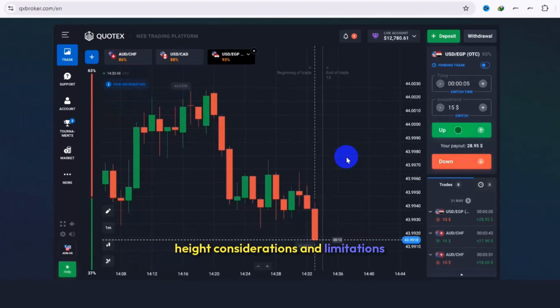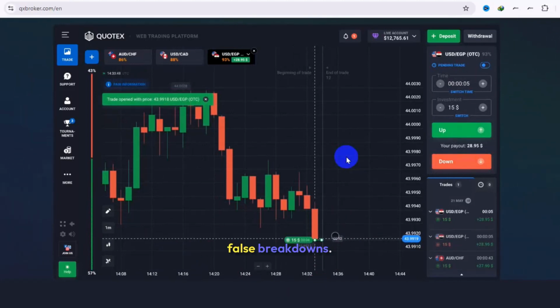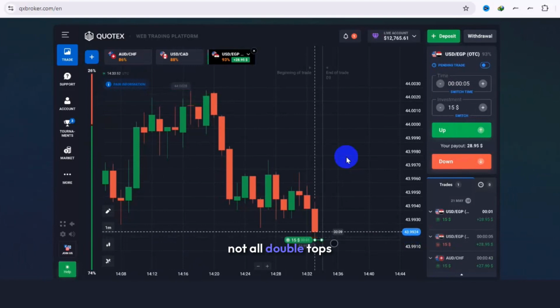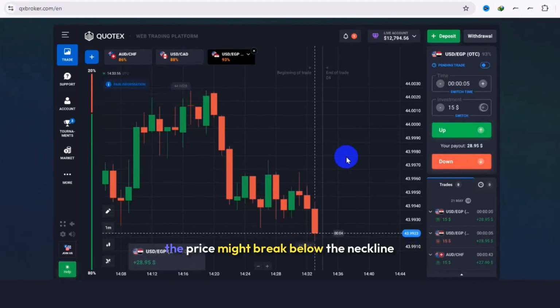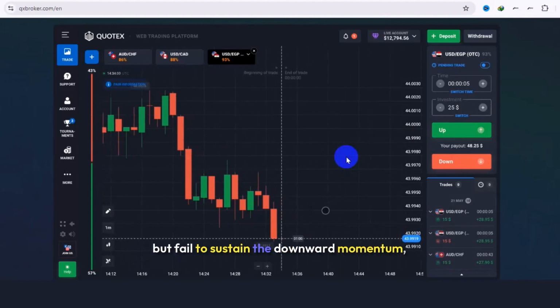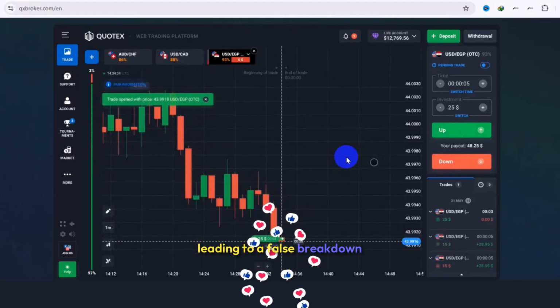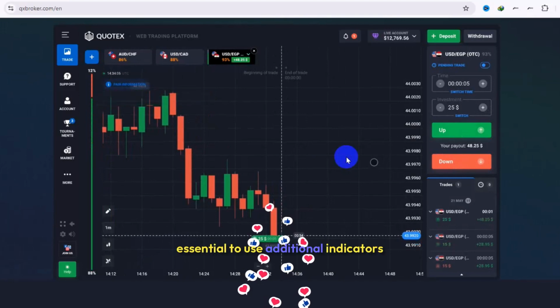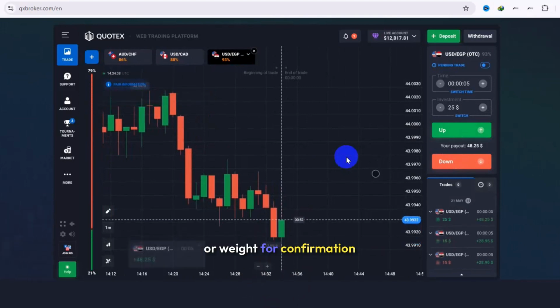Considerations and limitations. False breakdowns. Not all double tops lead to a successful reversal. Sometimes the price might break below the neckline but fail to sustain the downward momentum, leading to a false breakdown. It's essential to use additional indicators or wait for confirmation before taking a trade.